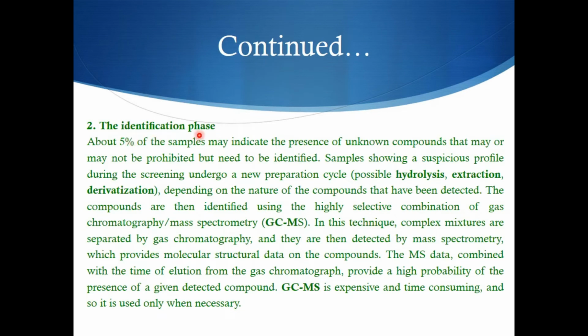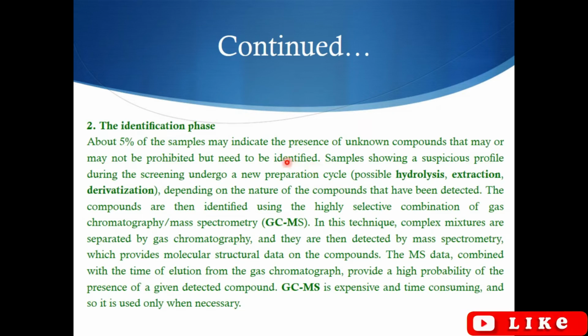The second phase is the identification phase. We have collected the samples, and then we have performed analysis by means of different techniques, and then the second phase is the identification phase. About 5% of the samples may indicate the presence of unknown compounds that may or may not be prohibited but need to be identified. So actually we will have, for example, a normal urine sample.